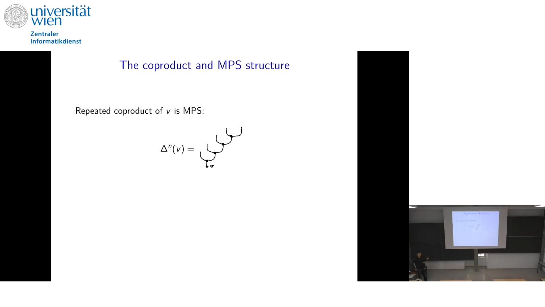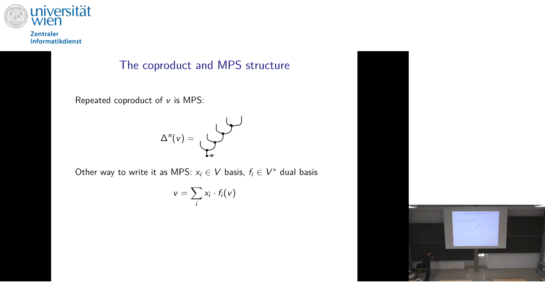So if you take repeated coproducts of a vector, for example, you take an element, you split it into two, then the last part you split it into two, and then again the last part you split it into two, and you repeat it. You get something like this, with graphical notation, and I guess if you tilt your head, you can see that this is an MPS. There is actually a better way to write this object as an MPS, which is way more useful for our purpose.